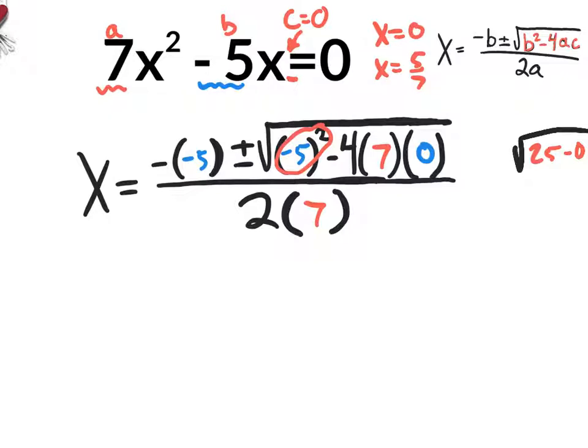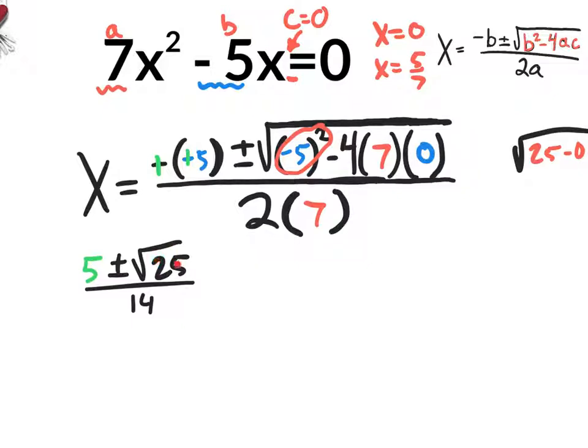25. Okay, so let me rewrite my whole thing. I have a positive 5 plus or minus the square root of 25 divided by what? 14. Might as well do the 2 times 7, get a 14. Now, our discriminant value is positive, which means how many real answers am I going to get? I'm going to get 2 real answers, right? I don't know what they are yet, but I am going to get 2 real answers.